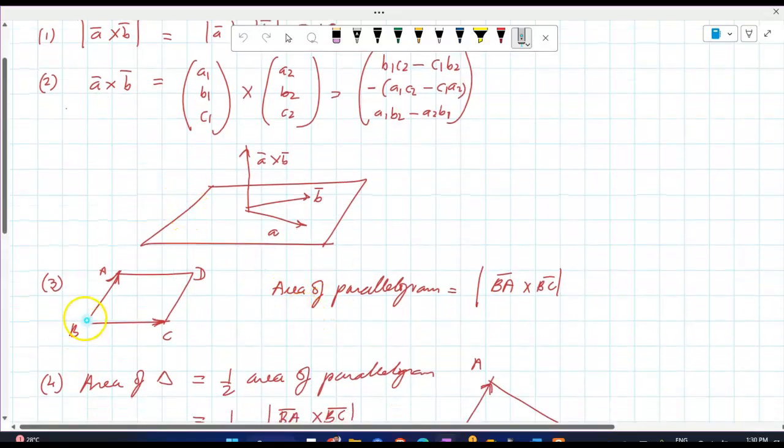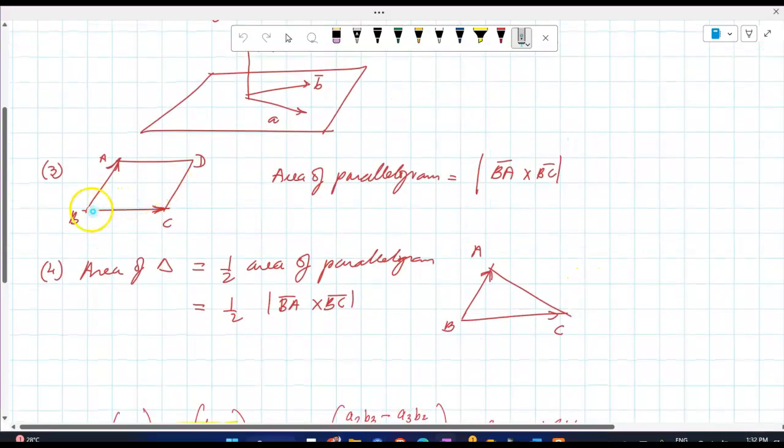Area of a parallelogram: find out vector BA, find out vector BC. Take the cross product using this method, and once you get the cross product, find the magnitude. Area of a parallelogram is find BA, find BC, get the cross product, get the magnitude. Area of triangle is half the area of the parallelogram basically. So you follow the same method. But don't forget that your vectors have to be directed outside. Find out vector BA, find out vector BC if not given, and if they give you coordinates, then you do this method.